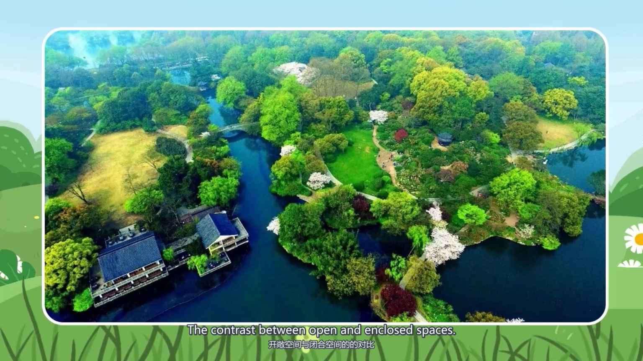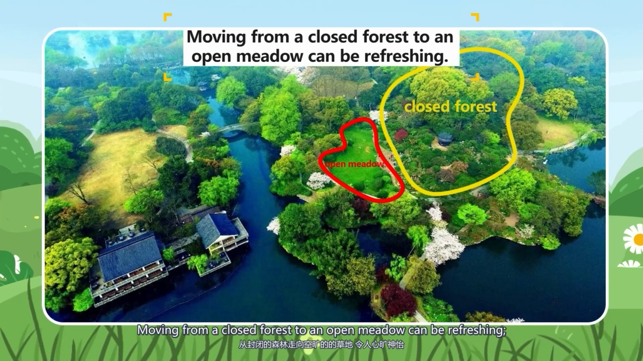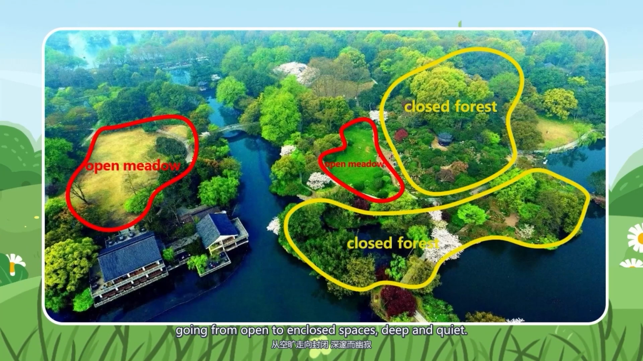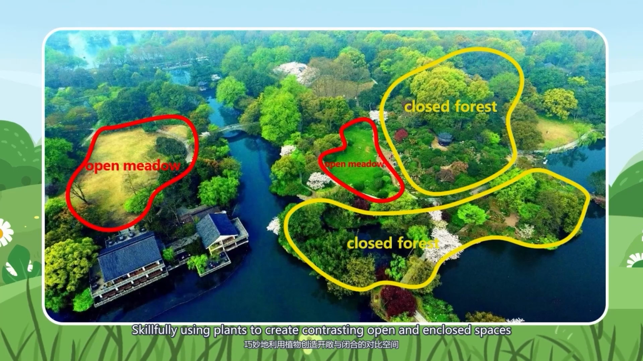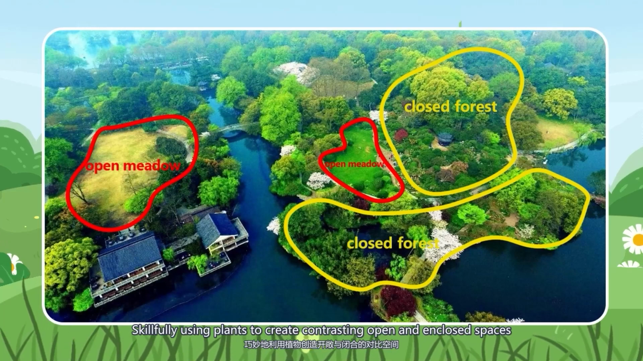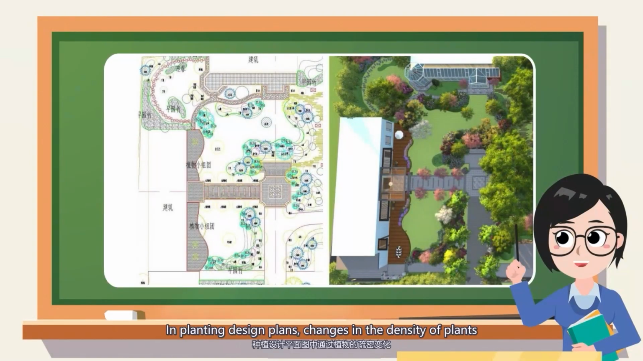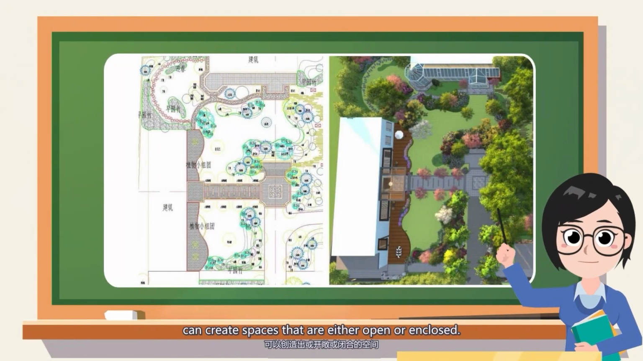4. Contrast and harmony of space. The contrast between open and enclosed spaces. Moving from a closed forest to an open meadow can be refreshing. Going from open to enclosed spaces, deep and quiet. Skillfully using plants to create contrasting open and enclosed spaces can be captivating. In planting design plans, changes in the density of plants can create spaces that are either open or enclosed.